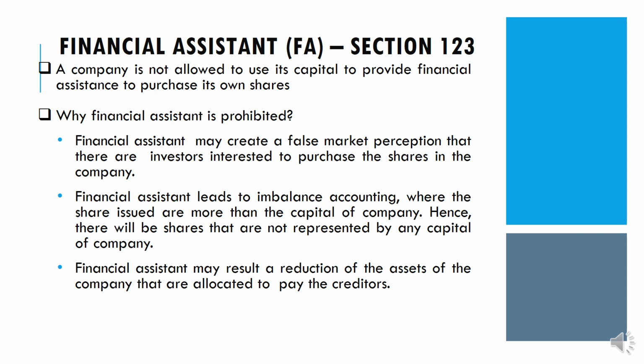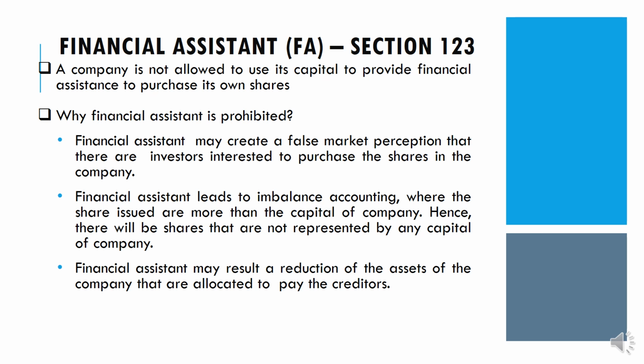And number 3, financial assistance may result in a reduction of the assets of the company that are allocated to pay the creditors. Basically, they have 100,000, and within that 100,000 the company is supposed to use the capital to carry on business, make profit, and pay the creditors. Now when they use that, they reduce the capital of the company.